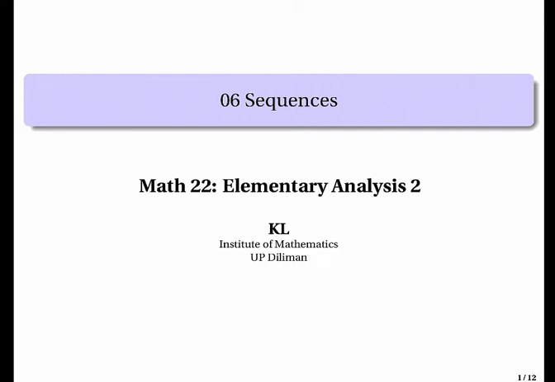So, the topic for today will be sequences, and I hope you have watched the lecture from last time. So we'll just proceed with the examples that I have prepared in here. Basically, a sequence is just a function which maps the set of natural numbers, including zero, to a set of real numbers. Okay, so let's start.